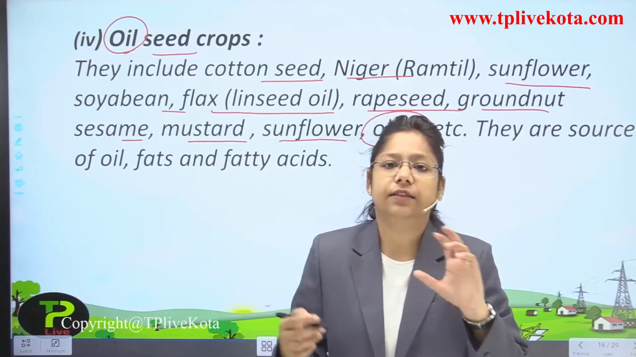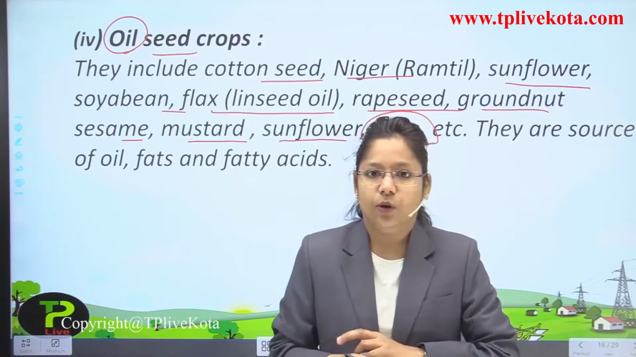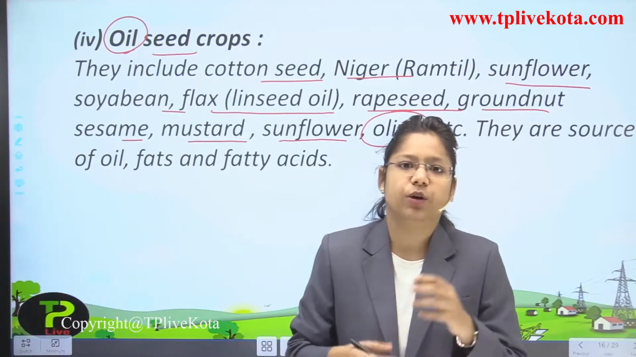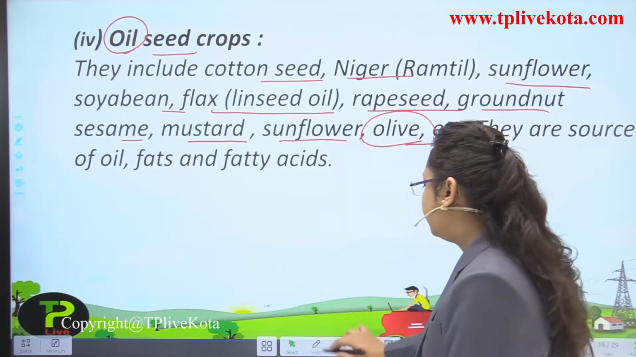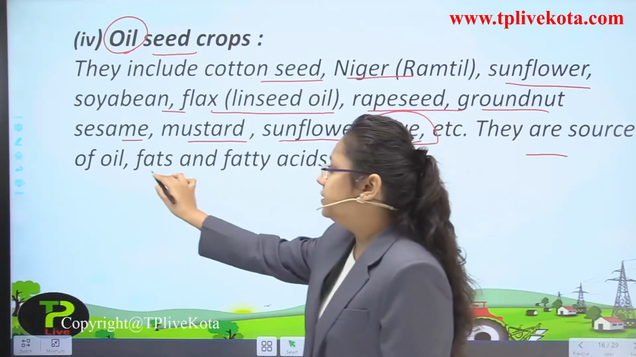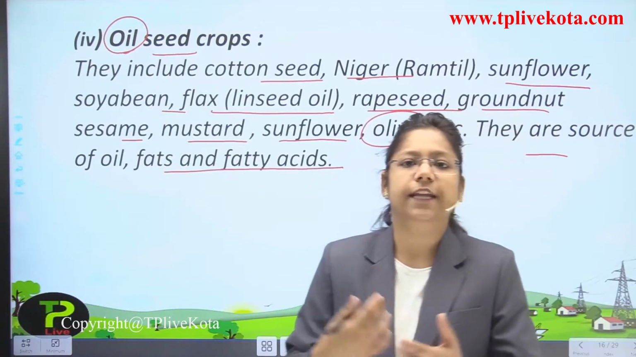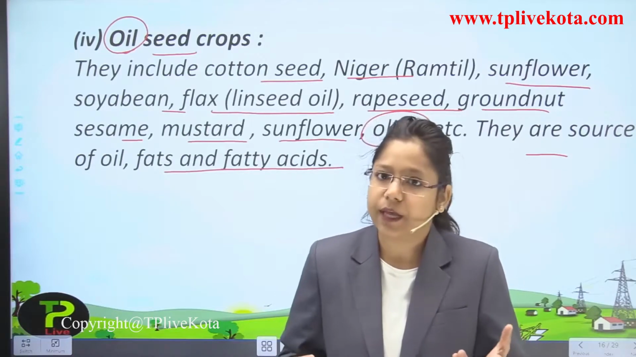So this mustard, sunflower, olive oil we use in our houses for cooking purposes. So these are the seeds which produce oil. Okay, they have oil content in them because they are rich in fats and fatty acids. Okay, so it is also written over here, they are rich in fats and fatty acids. So the oil is prepared by these seeds.